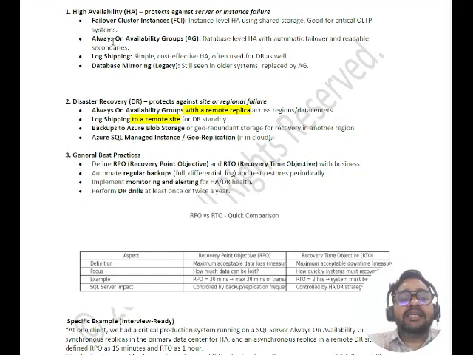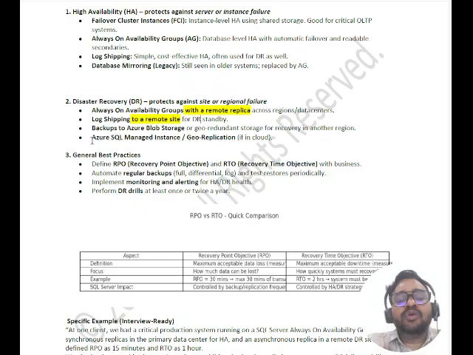In high availability, it was log shipping only, but in DR, it is log shipping to a remote site. The third approach we can configure is at the backup level: backup to Azure Blob storage. With the help of that storage, we can configure the backup in a secondary region, which is called geo-redundant storage, for recovery in another region.